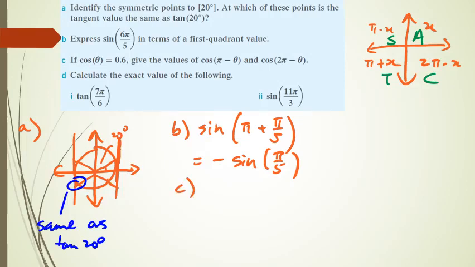Alright, part C. If cos of theta is equal to 0.6, what's cos of pi minus theta? What's the only thing that's positive in pi minus theta? Read the green text. What's the only thing that's positive in the pi minus x one or pi minus theta one? What's the letter? Sine. So is this positive or negative? Negative. So cos of pi minus theta is equal to negative 0.6.